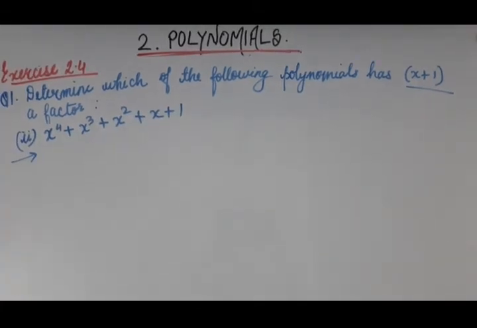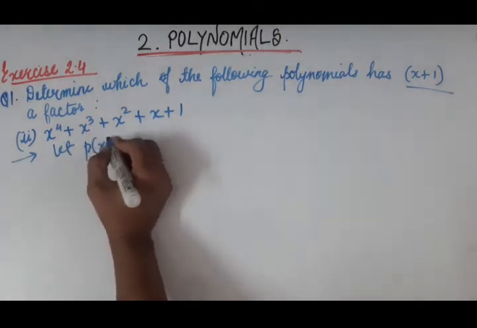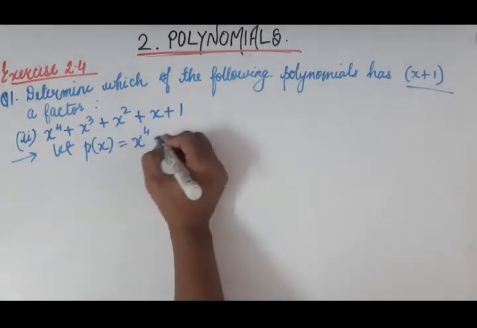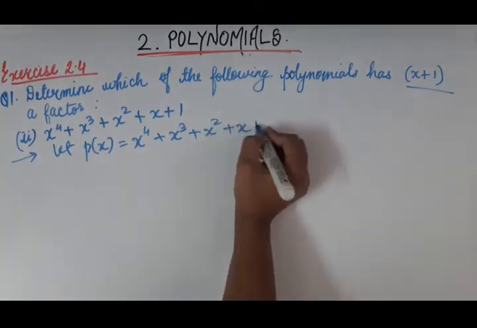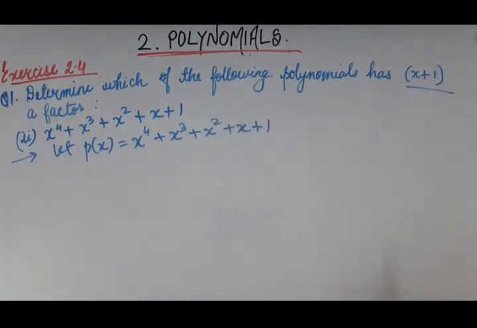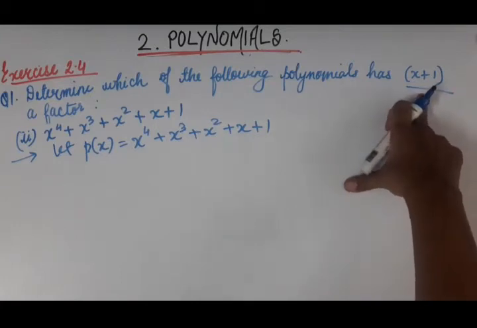So now the p of x is changing here, but the divisor is same, x plus 1. We have to check x plus 1 is factor of this polynomial or not. For that, let p of x equal to x raised to 4 plus x cube plus x square plus x plus 1. Okay, now what we are going to check, whether the remainder is 0. If remainder is 0, x plus 1 will be a factor. If remainder is not 0, then x plus 1 will not be a factor.